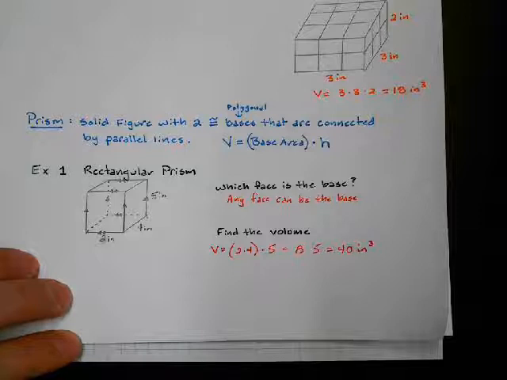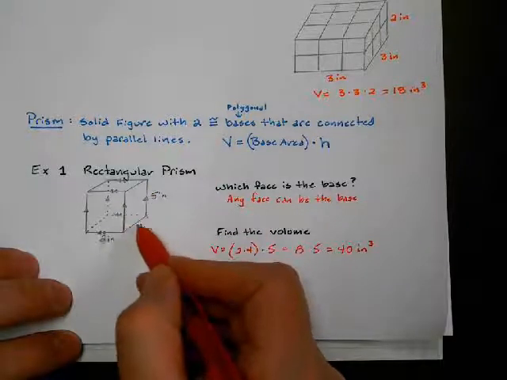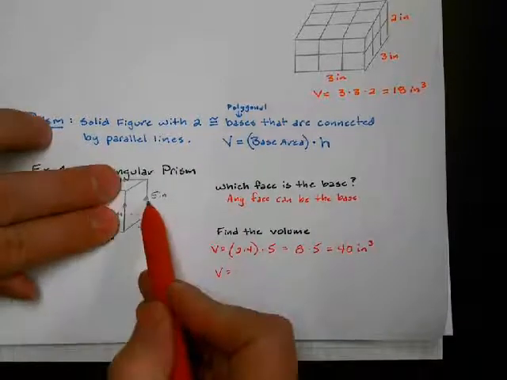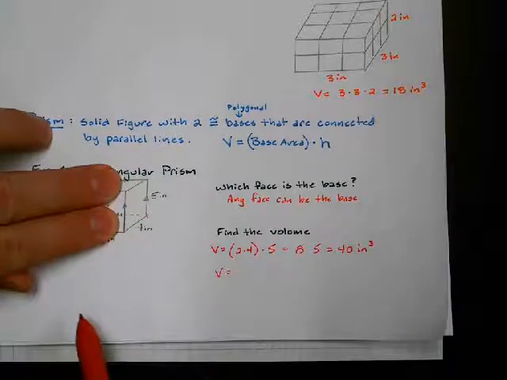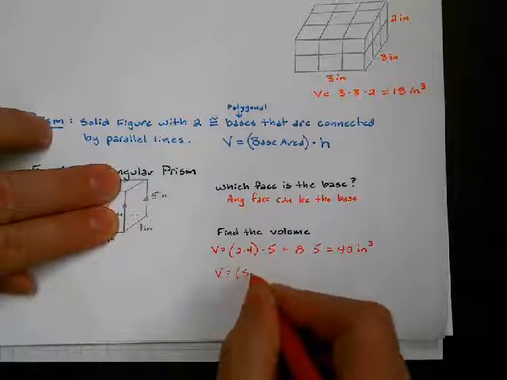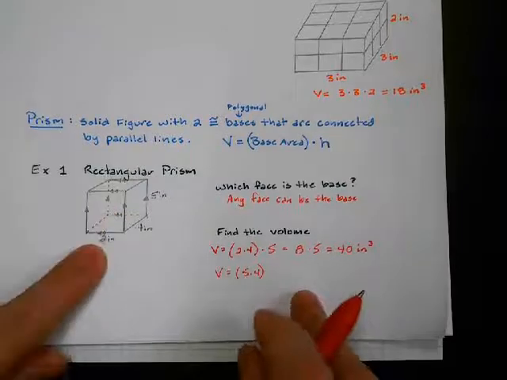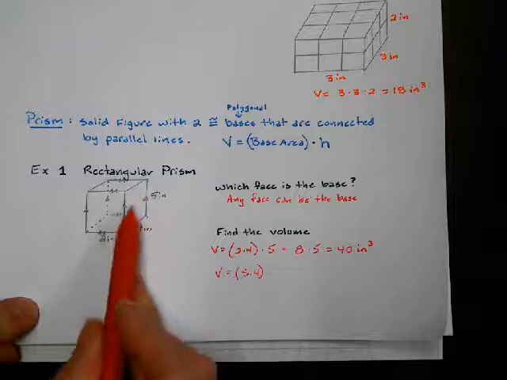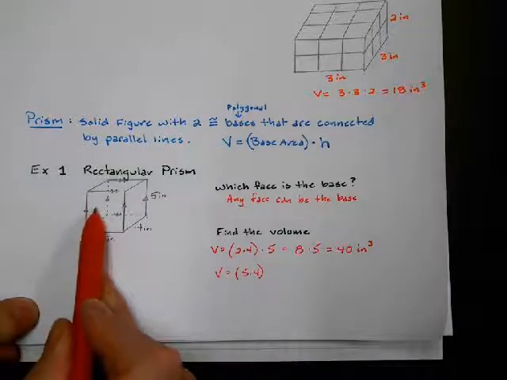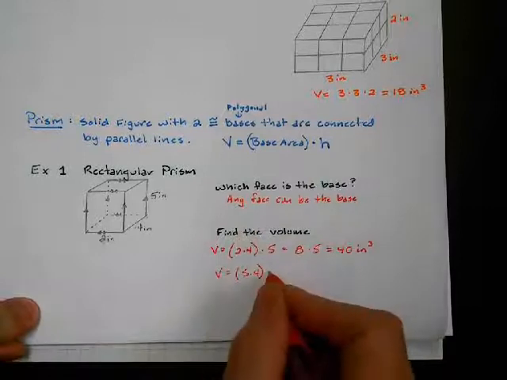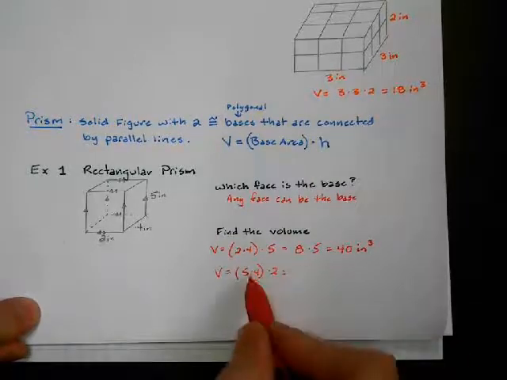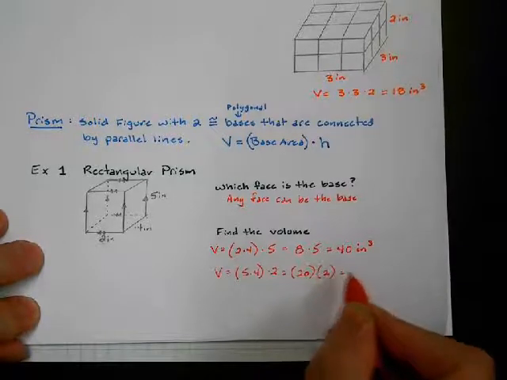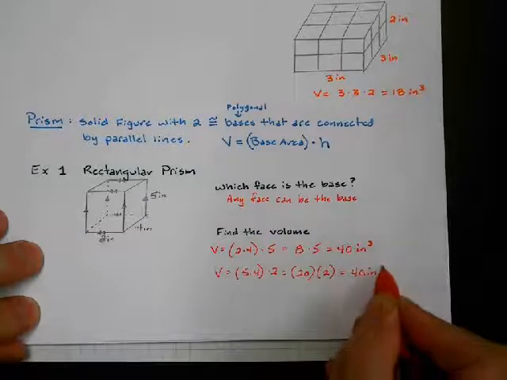But what if this side over here, I decided that that was my base? Well, over here I've got 5 times 4 for the area. So 5 times 4. And then over here, the height would be these parallel lines that are connecting this rectangle here with the rectangle over there that's exactly the same. And so I'd have an area of 20 and a height of 2, which still gives me 40 inches cubed. I mean, we should get the same answer.